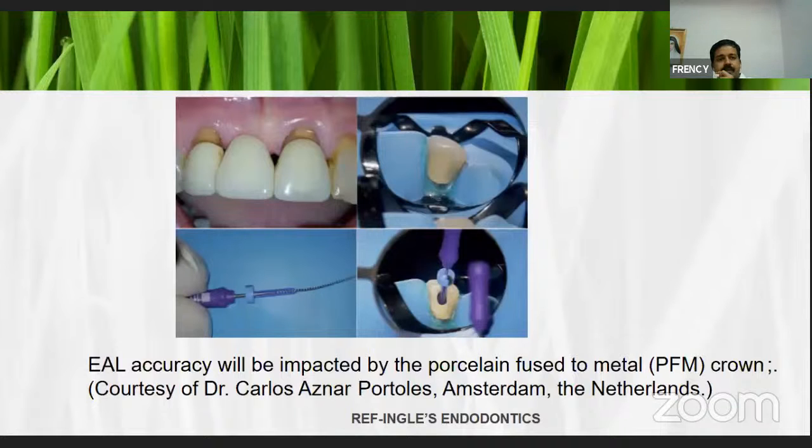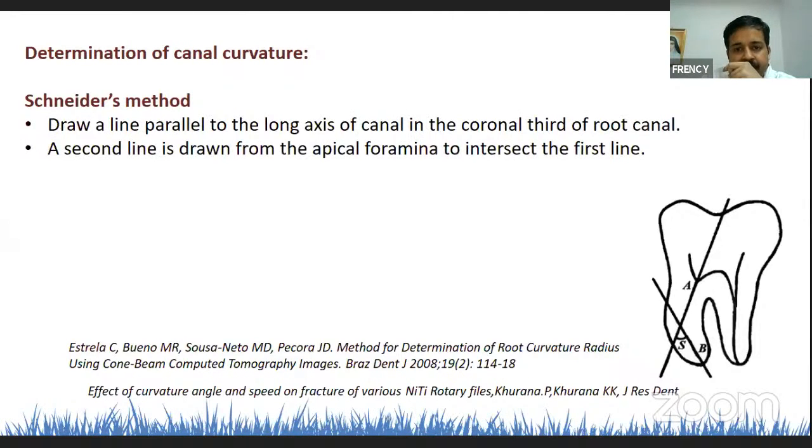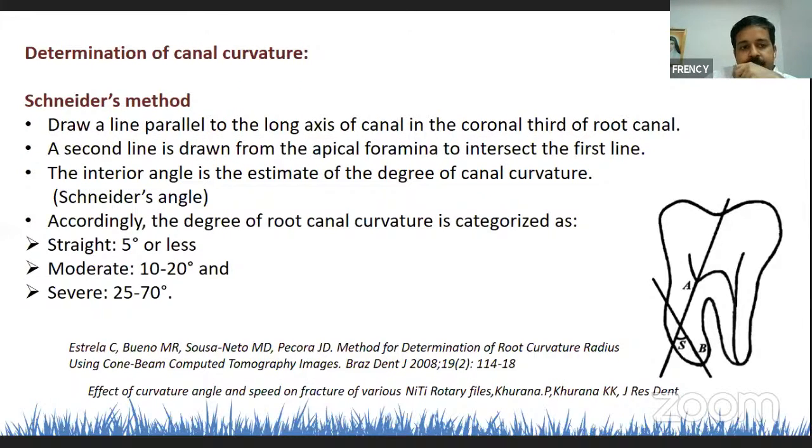Then, for determination of root canal curvature in difficult cases, you can draw a line from the coronal aspect and a second line from the apical region, and the internal angle is called Schneider's angle. If Schneider's angle is more than 25 degrees, it is classified as a difficult or severely curved canal.